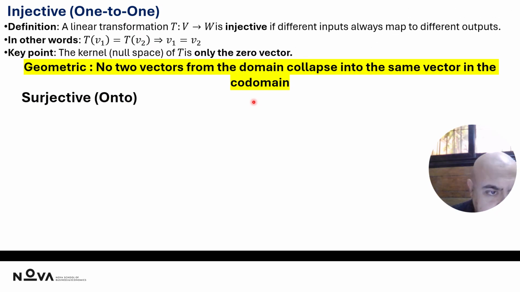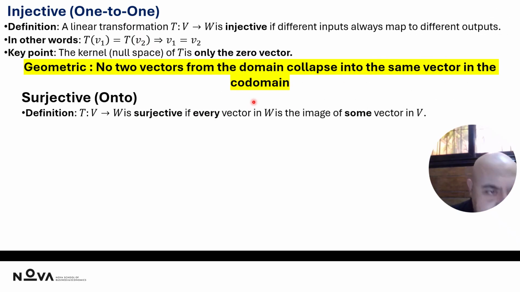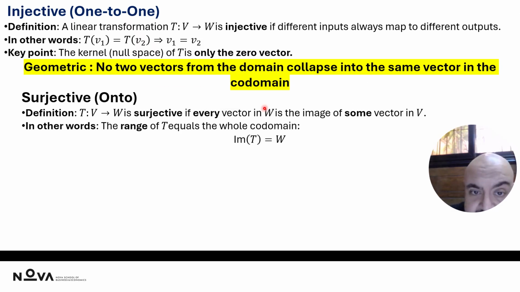in the codomain. Okay, what does surjectiveness mean? Surjective means that for a transform from V into W, every vector in W is the image of some vector in V, which means that W is completely covered by the inputs. In other words, the range of T equals the whole codomain, which means all the vectors after the transform are covered completely by the sources.